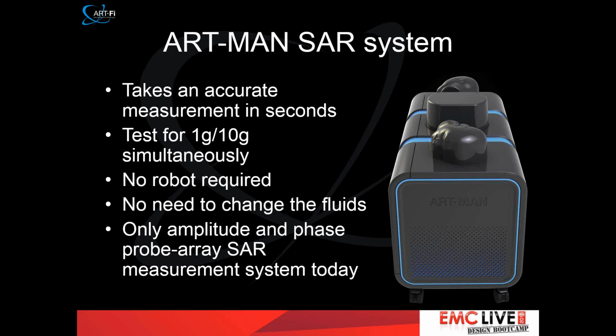The way it works, all the phantoms you see on the top side of the ARTMAN system, the two heads and the flat phantom, contain arrays of RF probes that are capable of measuring the amplitude and phase of the electric field. Then, by means of advanced equations that calculate the Maxwell equation solutions in the phantoms, we can reconstruct the field in the whole volume.